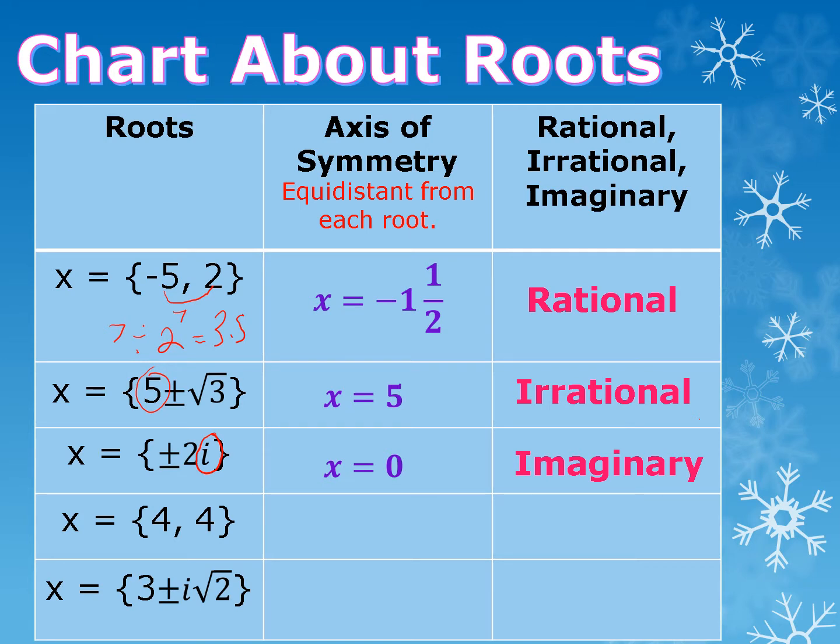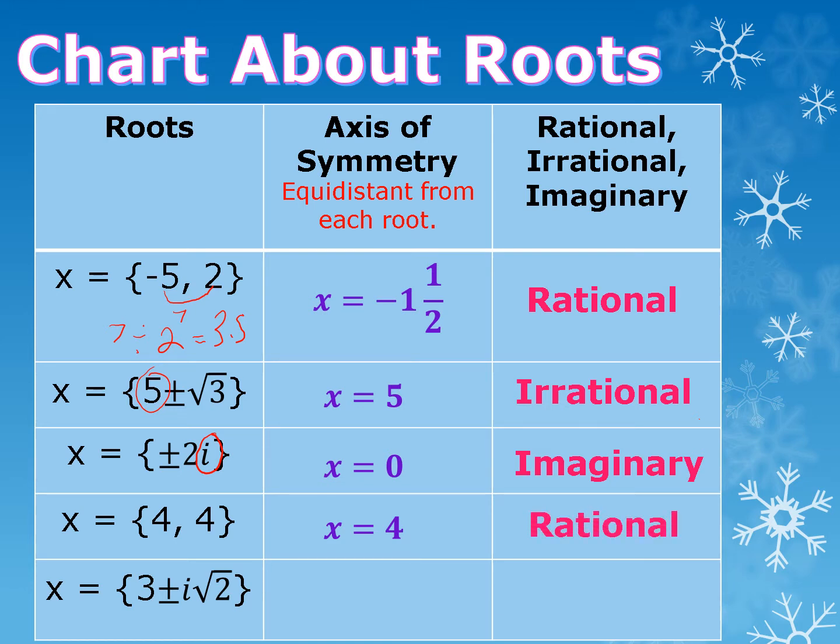Now, let's look at 4 and 4. Notice that this is a double root. So really what's happening there is that the vertex is at 4. That vertex is at 4. So that means that my axis of symmetry is going to be x equals 4. Now, are these roots, or root, since it's the same one, rational, irrational, or imaginary? They are rational.